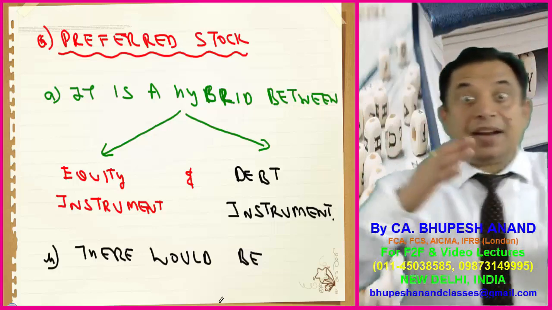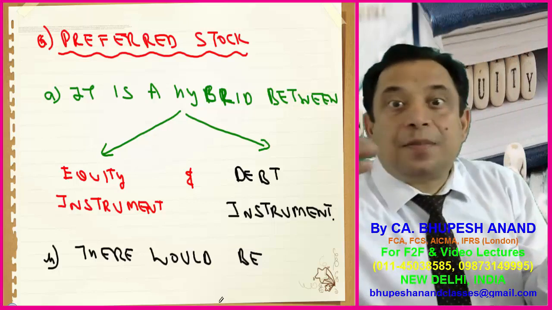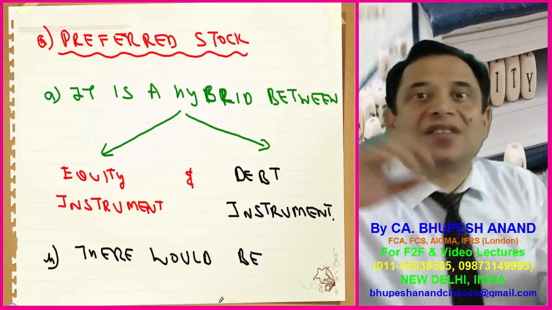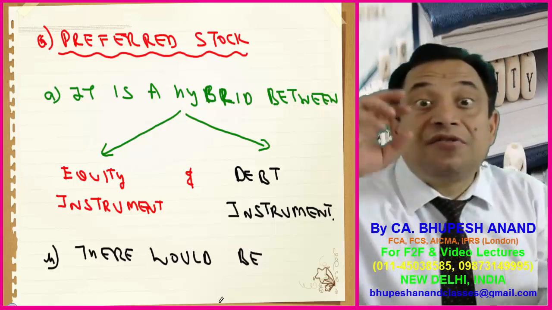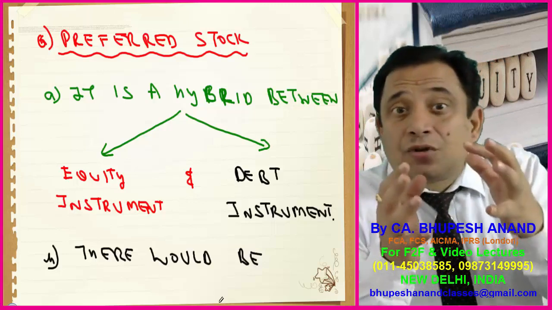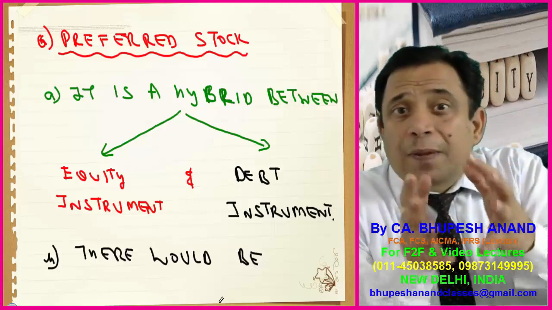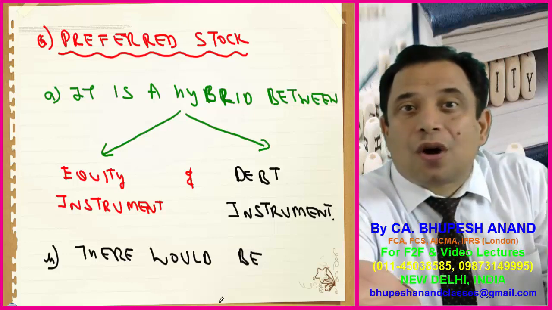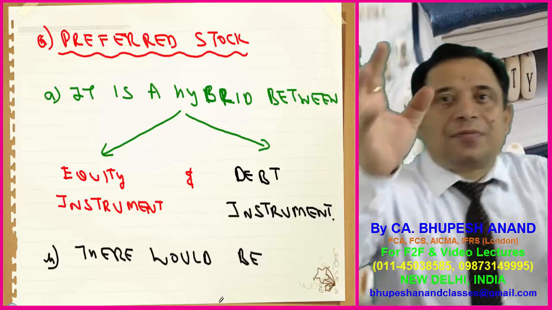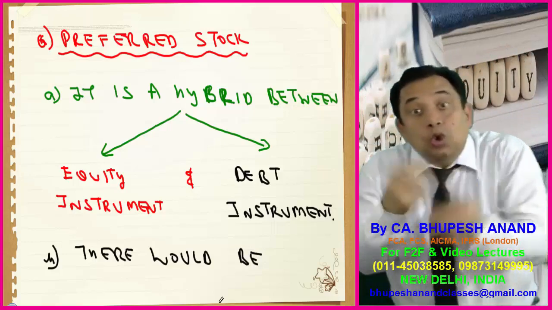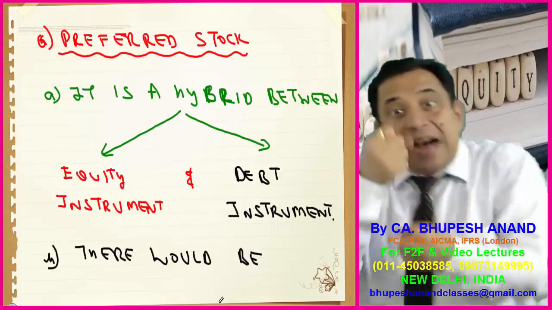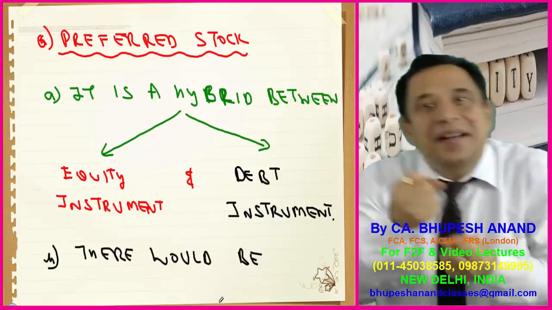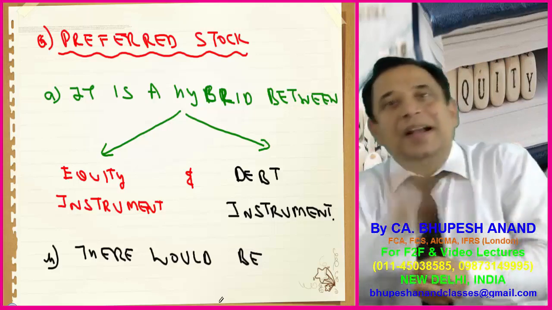Now as the name indicates, preference will be given to these stocks in respect of dividend and in respect of liquidation. When there is a liquidation, firstly, if I see the payments, I have to give the preference to these preferred stocks as compared to equity stock. So preference shares, as the name indicates, means those shareholders have a right to a fixed amount of dividend before the equity dividend.